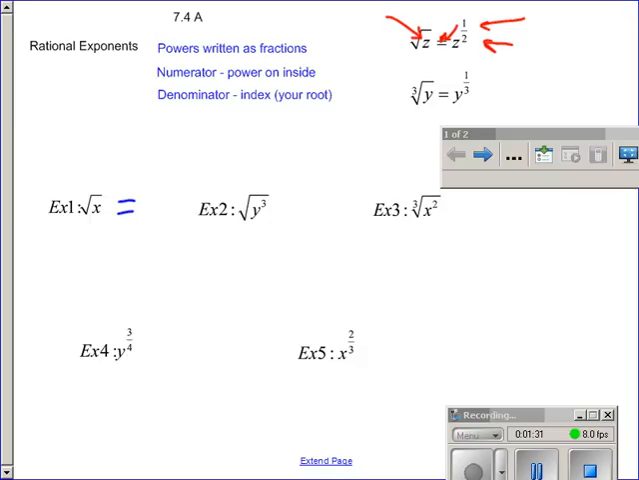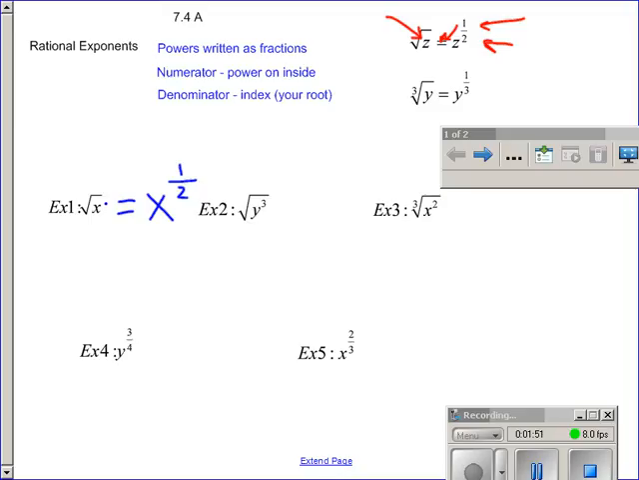So for example 1, we have the square root of x. Again, we're going to start with x as our base. And if it was to the first power here, then 1 is going to be at the top of our fraction. And because we're getting the square root of it, 2 is going to be the denominator. So the square root of x can also be written as x to the 1/2 power.